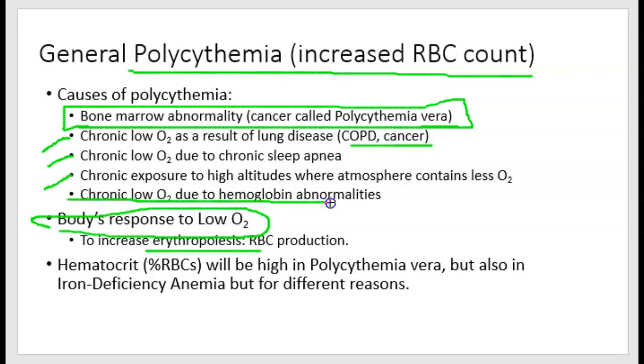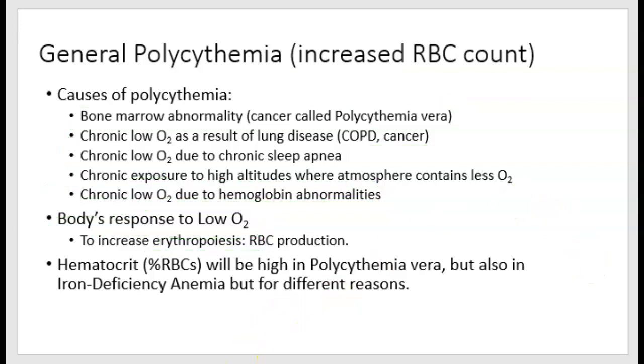But also if the hemoglobin is abnormal and can't carry oxygen, then you'll see increased red blood cell counts even though the hemoglobin will still be abnormal. So polycythemia will give you a high hematocrit, okay? Polycythemia vera will give you a high hematocrit or increased red blood cell numbers. But so can iron deficiency anemia. Now, sickle cell anemia typically doesn't because the sickle cells are destroyed.